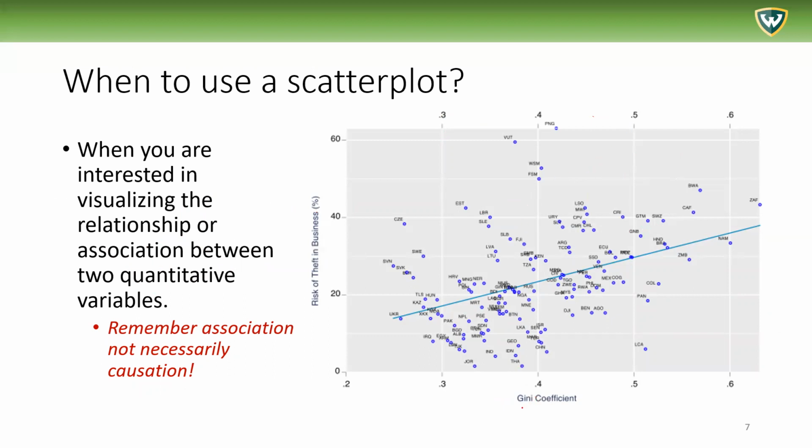Here we have another one with a Gini coefficient, which is a measure of, whoa, what's going on here? A measure of inequality of a country or a region. And then here we have risk of theft in business, so kind of business theft, business crime. So we can see that each observational unit here is a country. As the Gini coefficient goes up, that is, the income and wealth inequality goes up in a country, we see a kind of association that the risk of business crime also goes up.